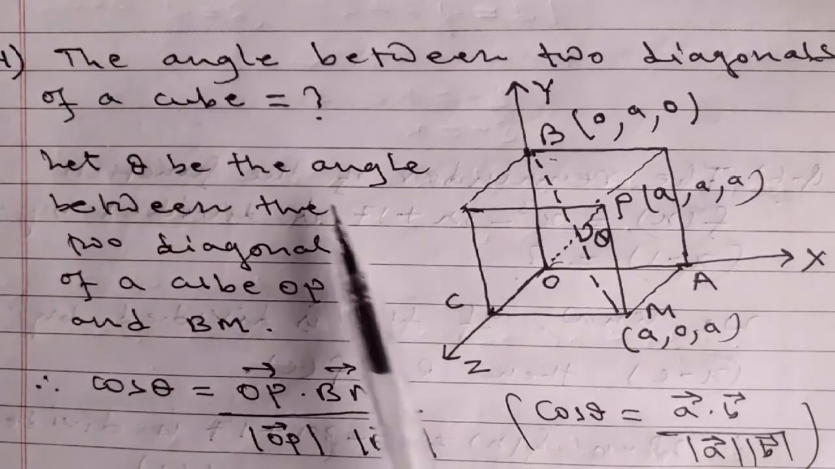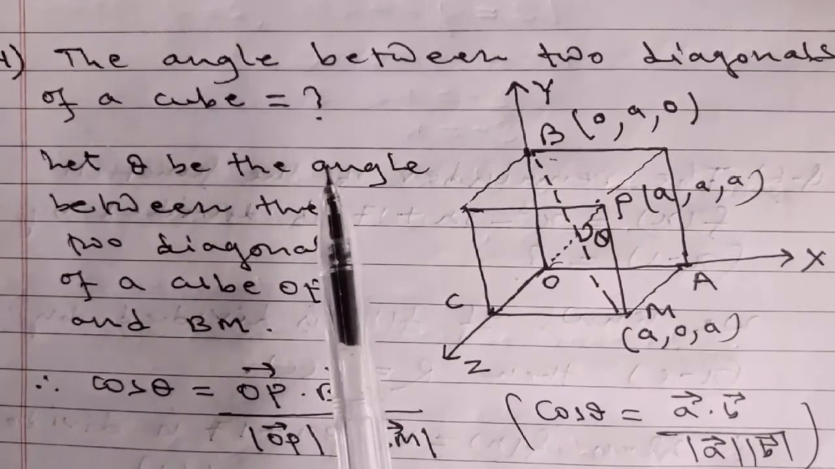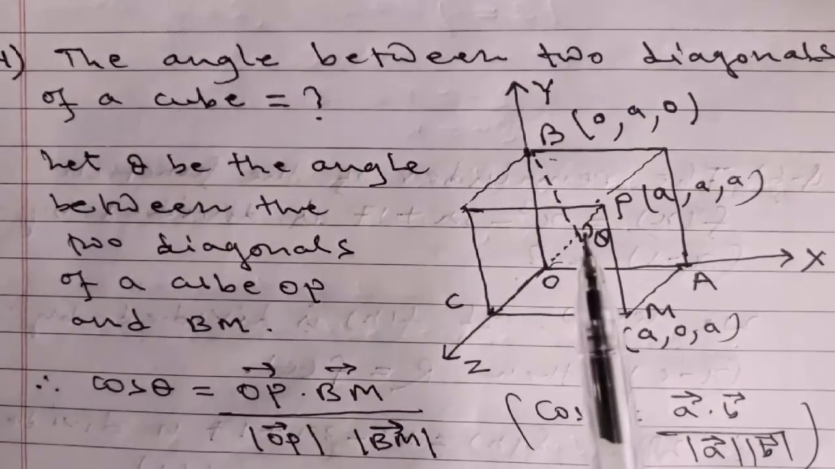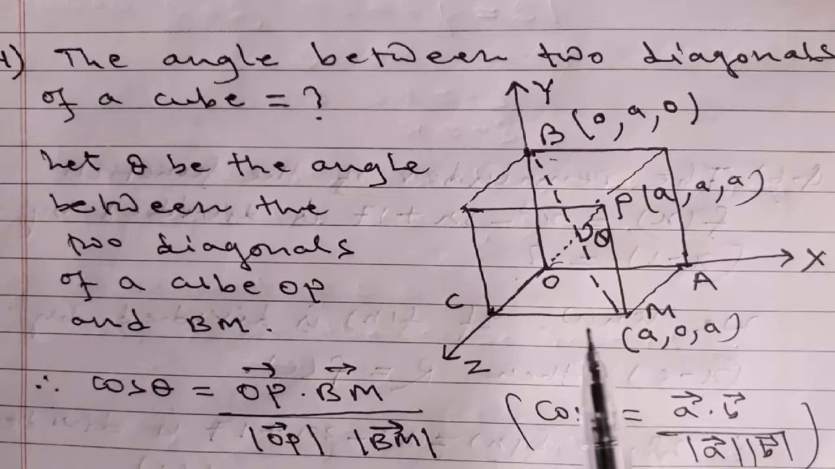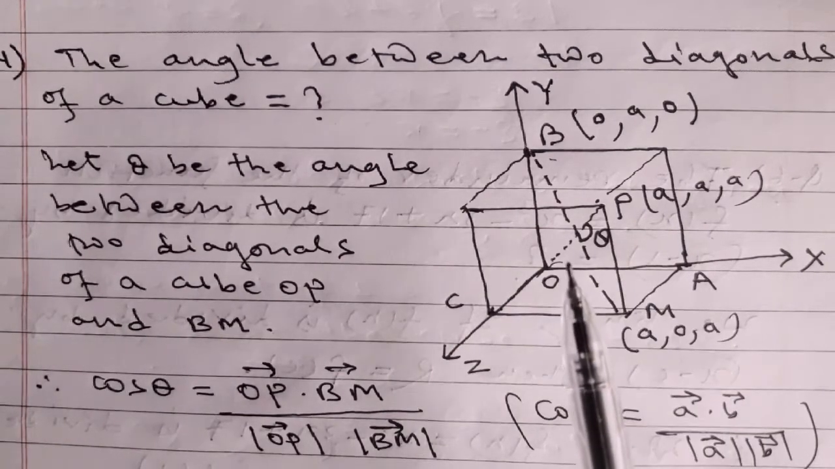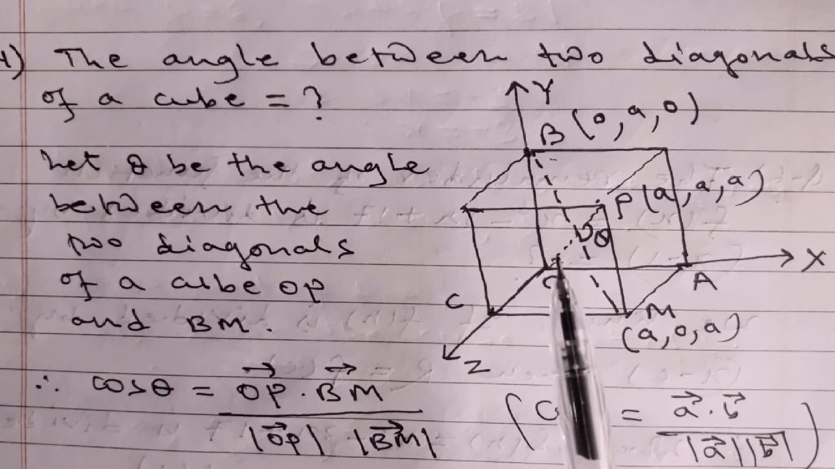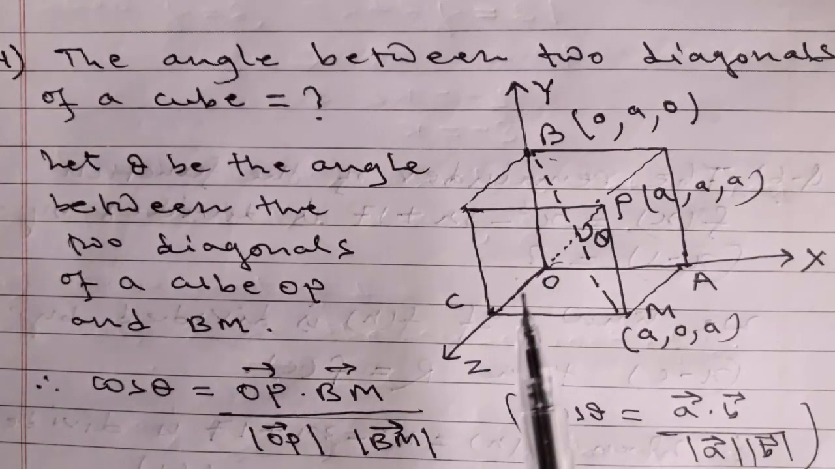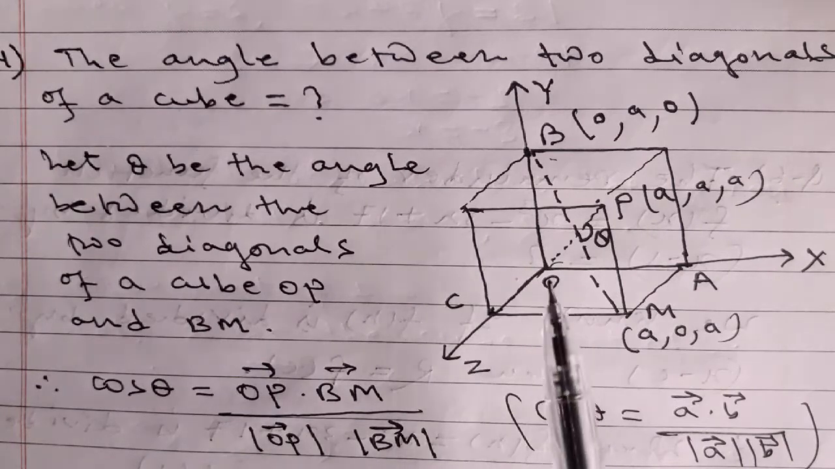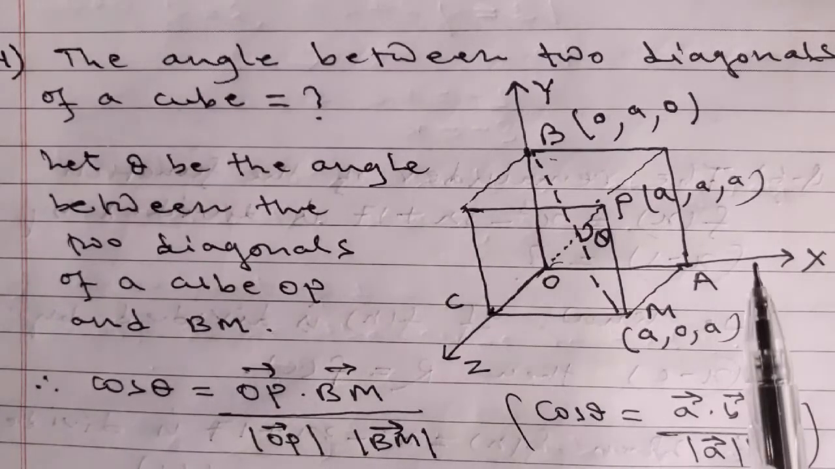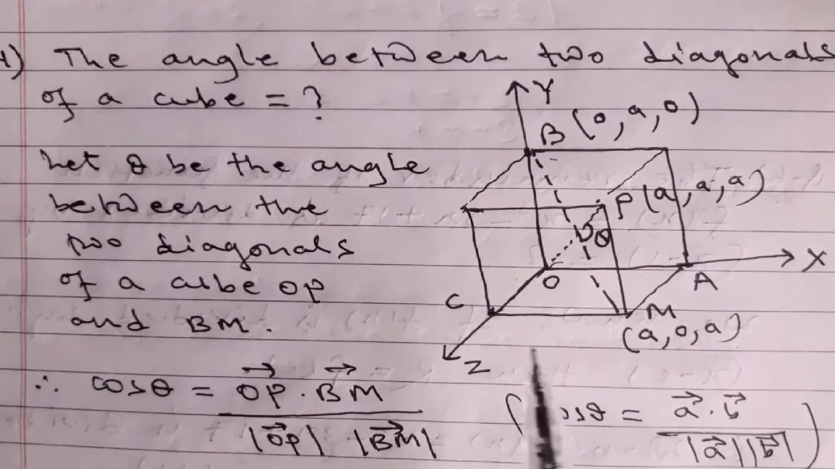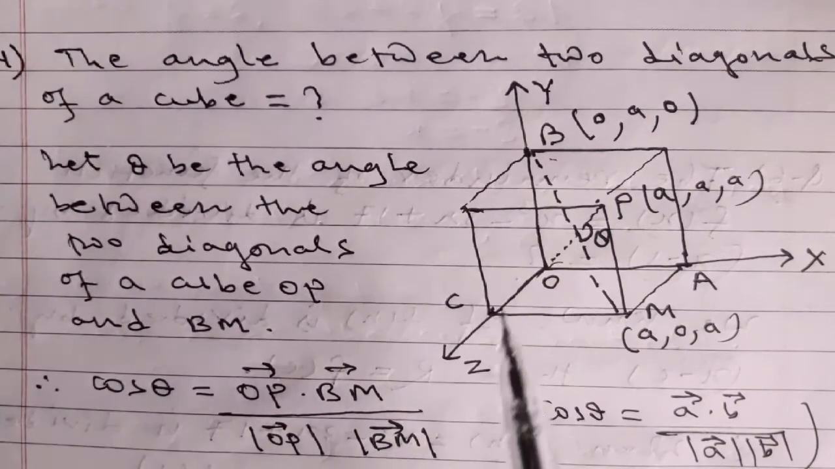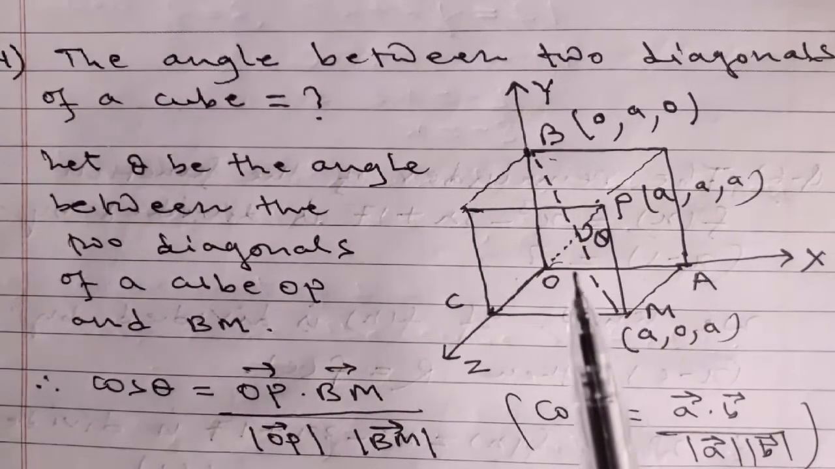To find the angle between two diagonals of a cube, we take the help of the vector method. So let theta be the angle between two diagonals of a cube. A cube is a three-dimensional solid object. So we take the three edges, that means length, breadth, and height of the cube, along the x-axis, y-axis, and z-axis, because a cube has three dimensions.